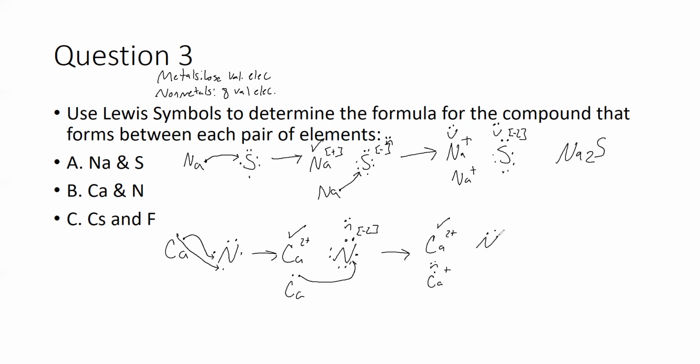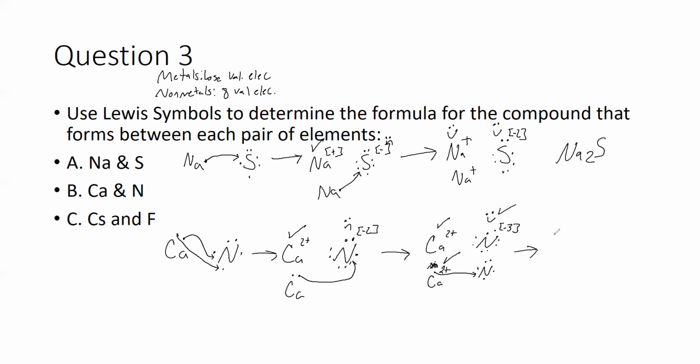And nitrogen has a full octet as 3 minus. So that nitrogen's happy. So we're good there. But that calcium on the bottom still has 1 electron remaining we need to get rid of. So let's bring another nitrogen in. So I give that away, give that valence electron away. Makes this calcium 2 plus. That calcium's good to go.